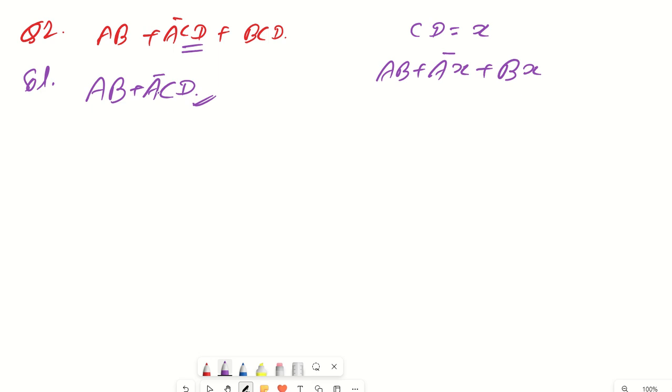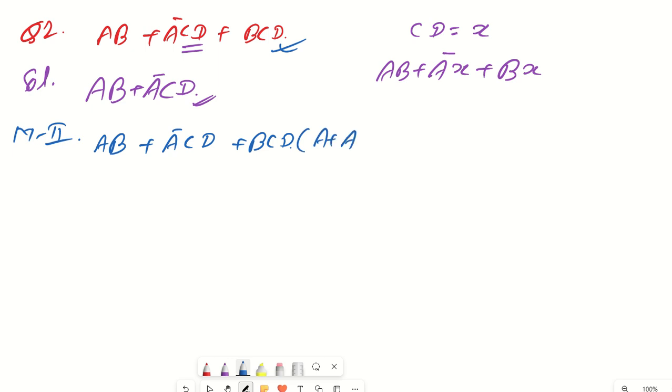Let us solve it by method 2. Can we write this as AB plus A bar CD plus BCD, right? Since all the terms are having A terms, while proving the consensus theorem we had multiplied the last term with A plus A bar. So I can write A plus A bar.